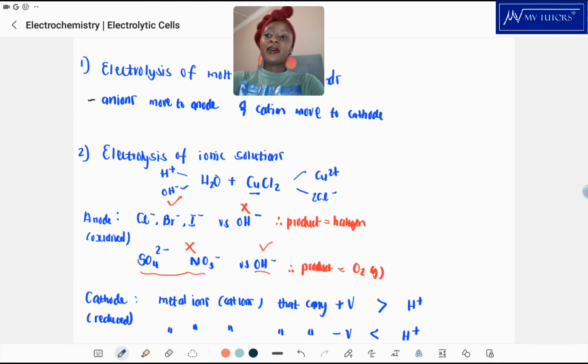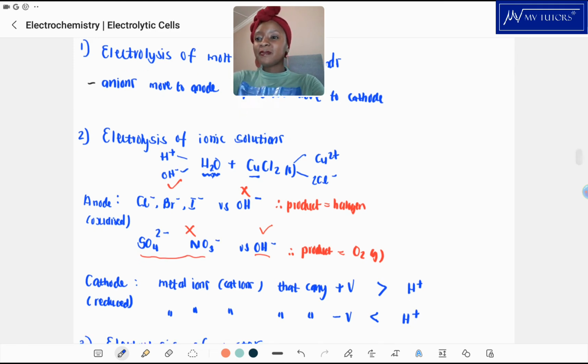Remember, water is involved. Normally, if you have, in this case, copper chloride, it will come as a solid, and for you to get it into an aqueous solution or aqueous state, it will have to dissociate in water. So don't forget the H plus and the OH minus ions that are also competing with the ions that come from the compound.